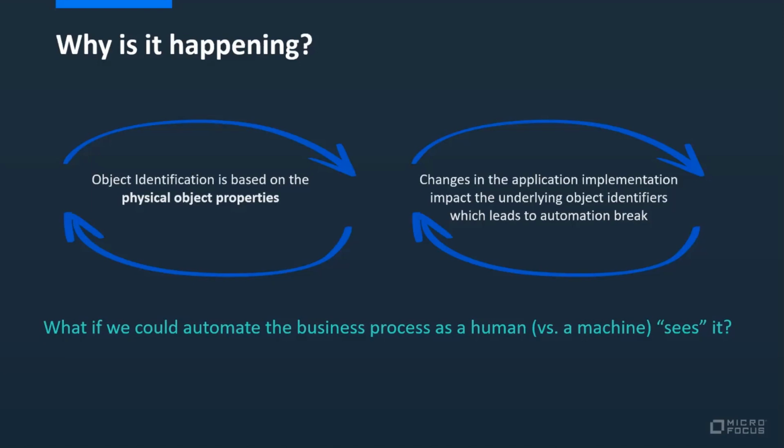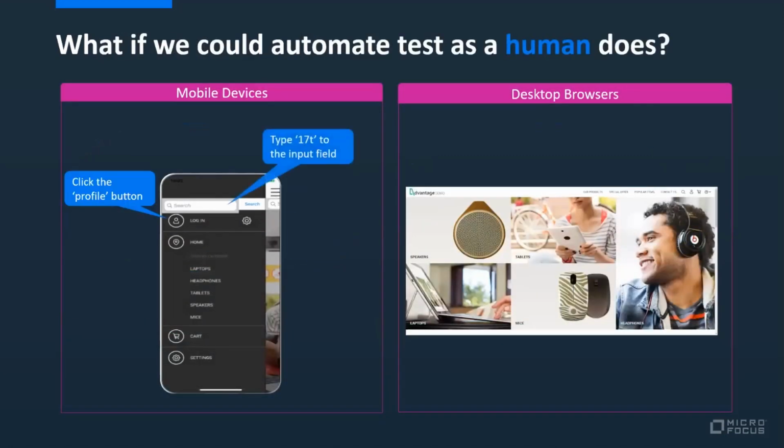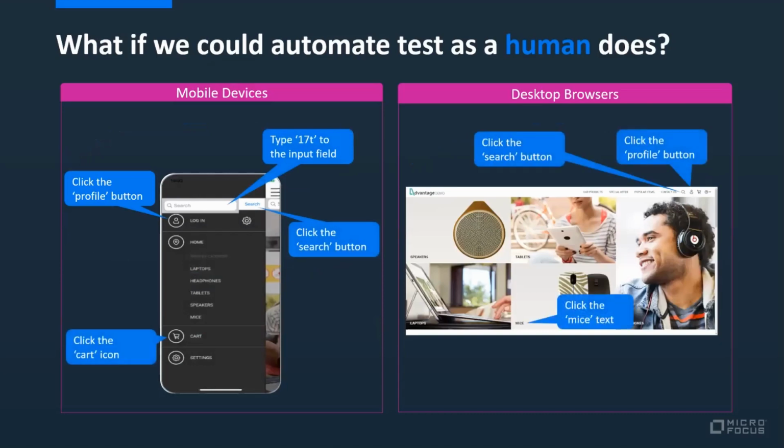What if we could automate a business process exactly as a human sees it? Just look at this screen. If I ask you to find the cart, the profile, or the search button, in the mobile device or in the browser, you will be able to find it with no problem, because you are using your eyes to see things on the screen. Those things are sent to your brain using your neural network system, and this neural network system connects all the different features.